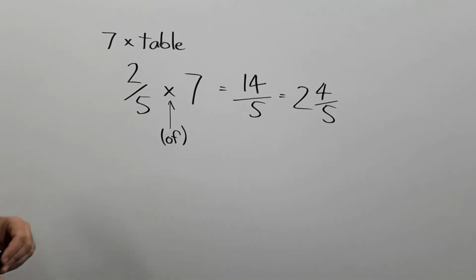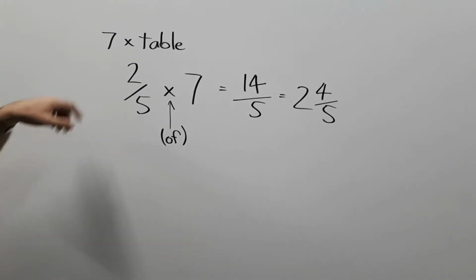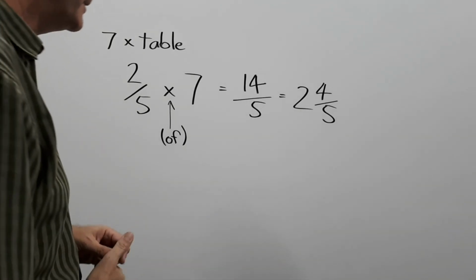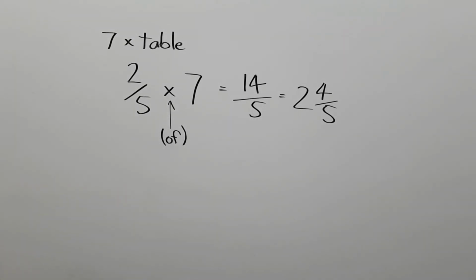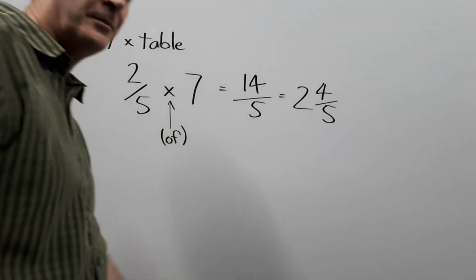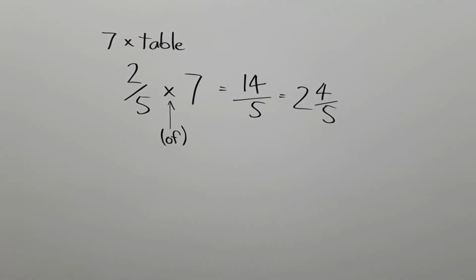Now it's kind of a crazy thing to think about, but it's just another way to make your 7 times table a bit useful to you. You can do other things with decimals too, and we'll have a play with that in a second.